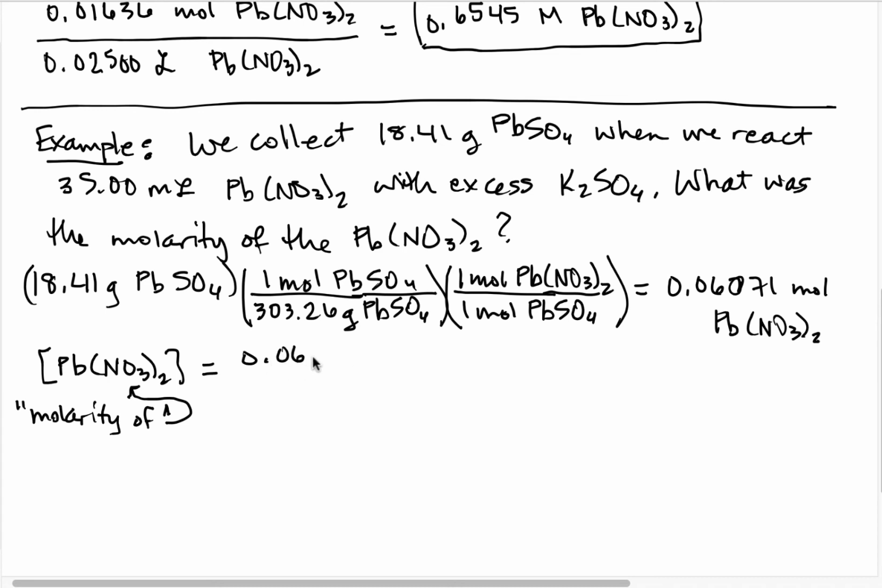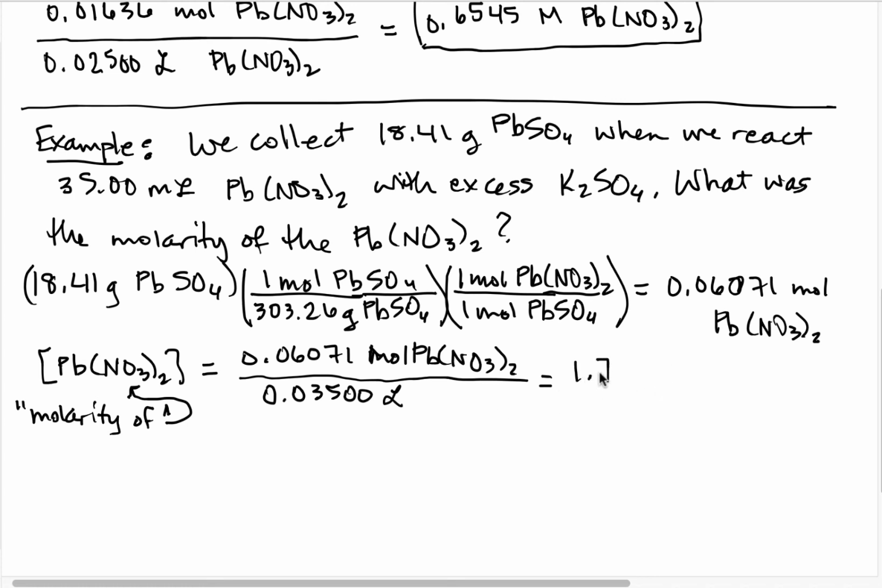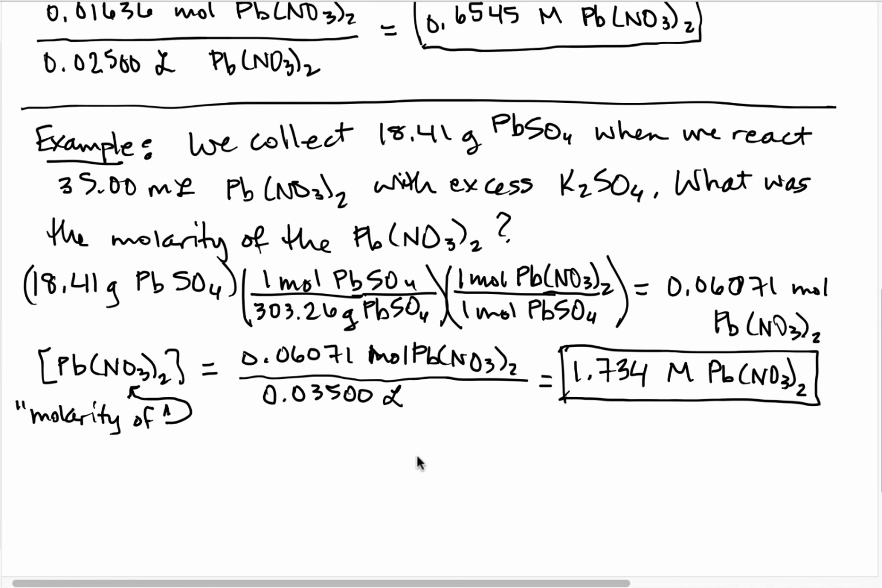So we have 0.06071 moles of lead nitrate, and we're dividing it by 0.03500 liters. Don't lose those zeros, so you can keep 4 significant digits. And I got that the molarity was 1.734 of the lead nitrate. Hopefully you got that too, and that these calculations are causing you no difficulty at all.